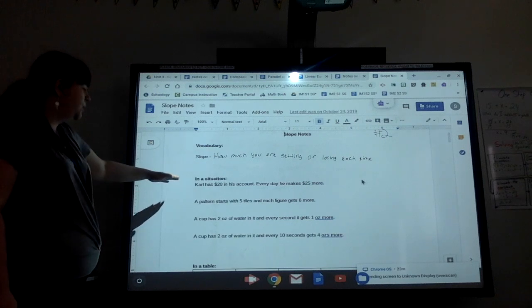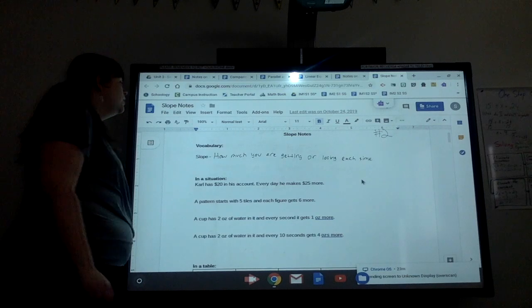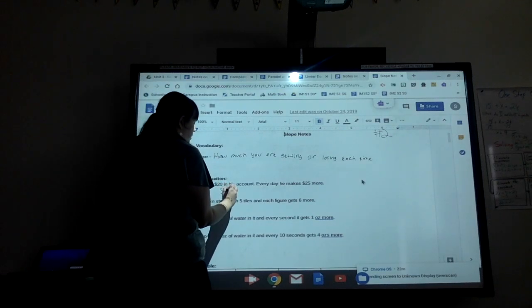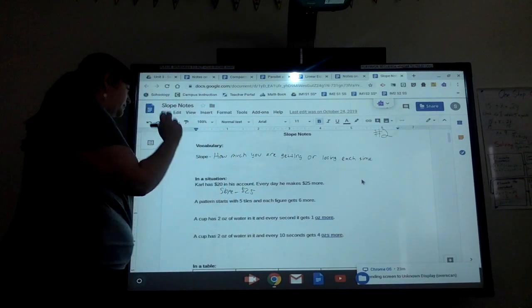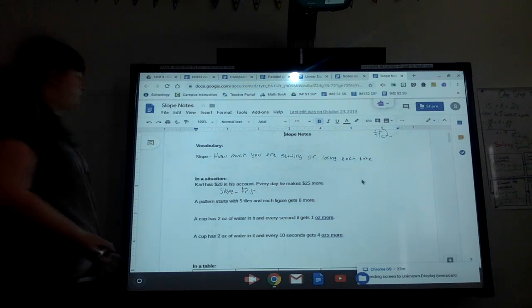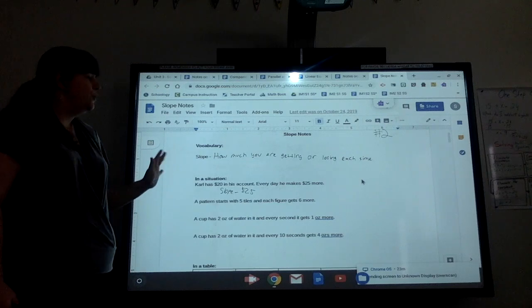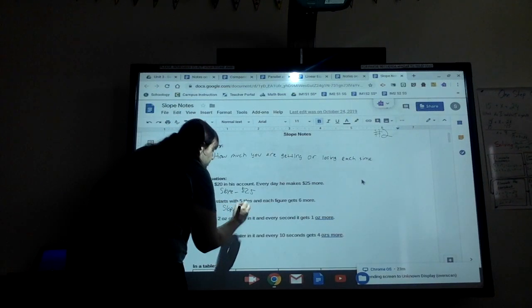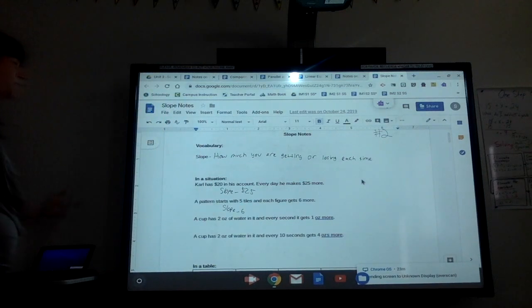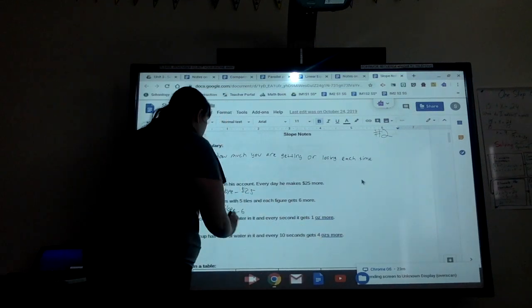So for example, in this situation, Carl has $20 in his account, but every day he makes $25 more. So in this situation, the slope is the $25 more he's making each day. If a pattern starts with 5 tiles, but each figure gets 6 more, the slope is that each new one's getting 6 more, so the slope is 6. If a cup has 2 ounces of water in it, but every second it gets 1 more ounce, then the slope is 1, because each time you're getting 1 more.